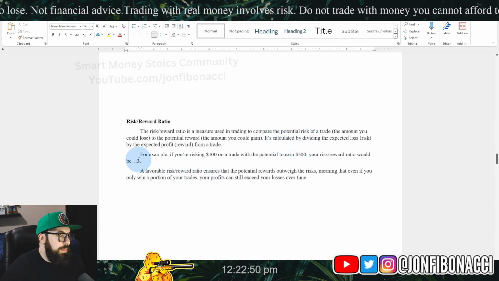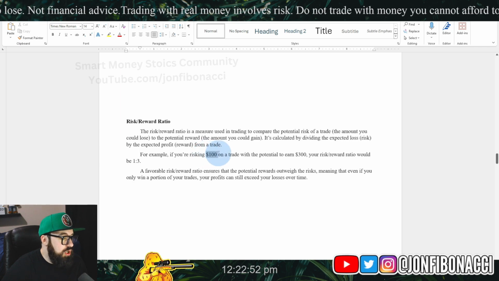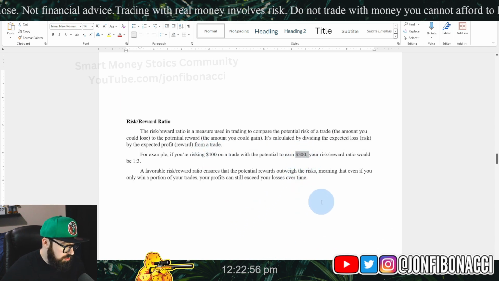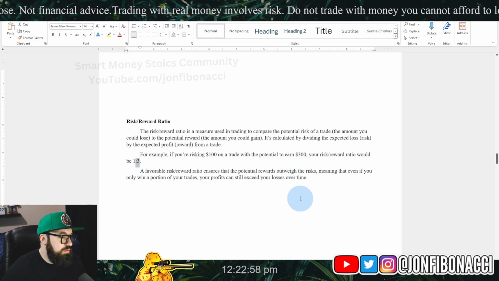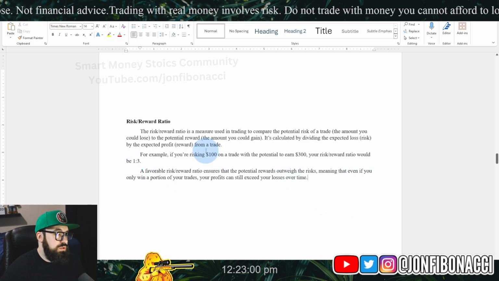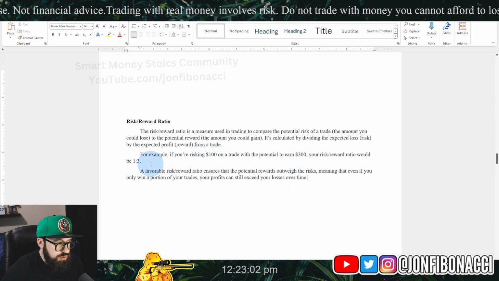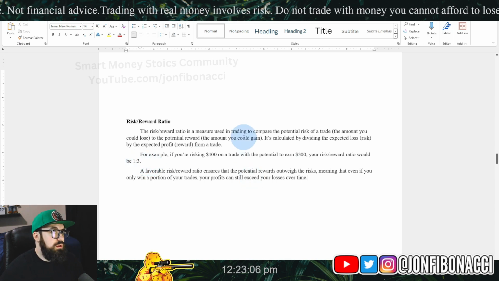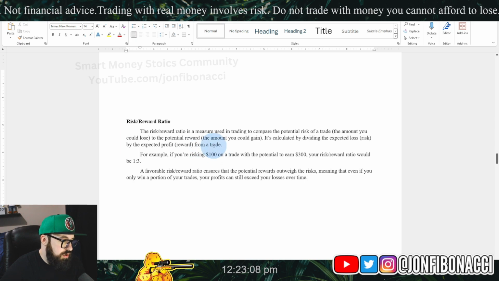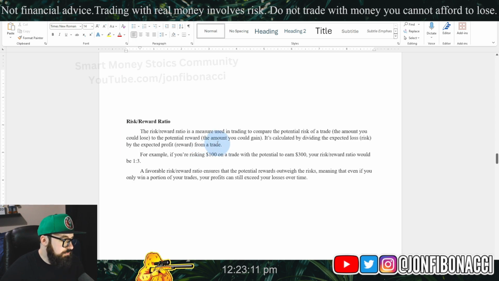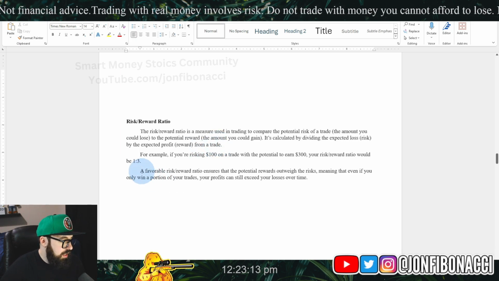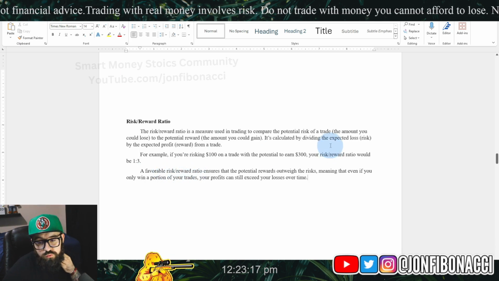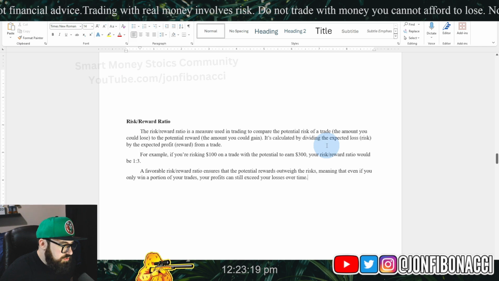It's easy. For example, if you're risking $100 on a trade with the potential to earn $300, your RR would be 1 to 3. Okay? Or risking 100 to make 200, your RR would be 1 to 2. Very simple, very easy. But there's a very important aspect to this, which we're going to get into in just a second. A favorable RR, which means anything higher than 1 to 1, 1 to 2, 1 to 3, and so on and so forth.